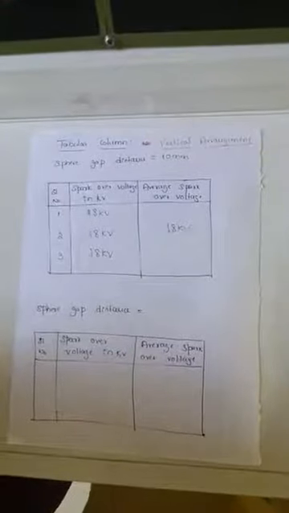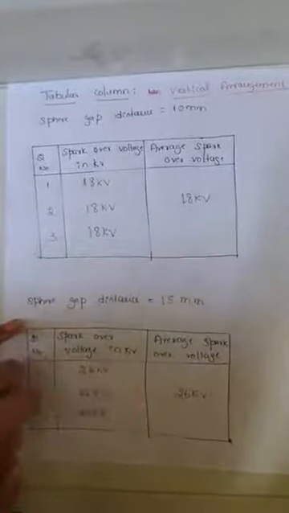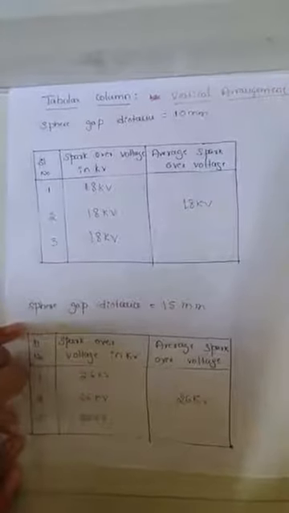Similarly, we have to do this in the same vertical arrangement only. The sphere gap distance, now I am going to adjust it to 15 millimeter. The procedure will be the same. We need to adjust the distance to 15 millimeter. Then we have to increase the voltage and note down the voltage at which the breakdown has occurred. Repeating the same procedure for 15 millimeter also, we are getting a breakdown voltage for three readings as 26 kilovolt. So the average spark over voltage for 15 millimeter is 26 kilovolt. So this is the tabular column for the vertical arrangement.